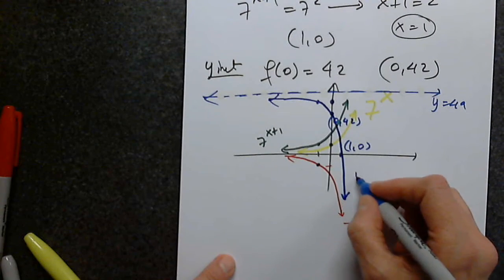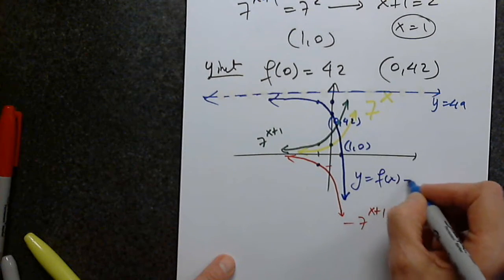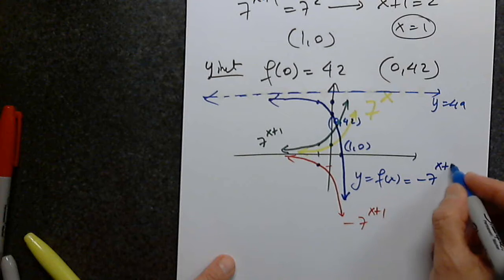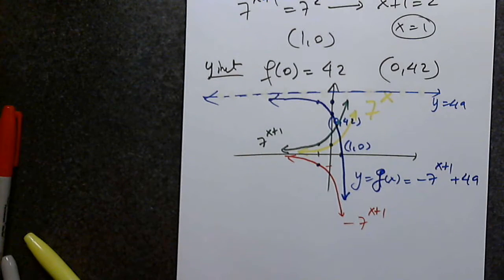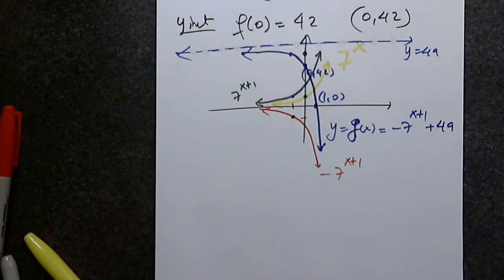So this is y, or our function, negative 7 raised to x plus 1 plus 49. And I think it was denoted by g. Okay, moving on. So our job.